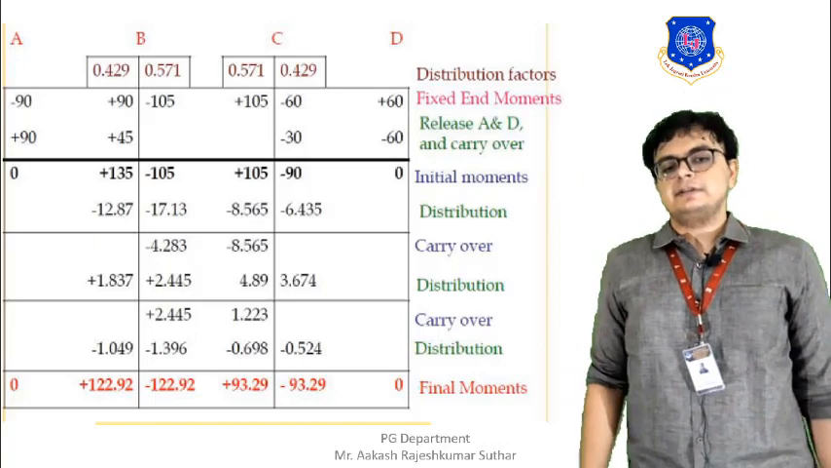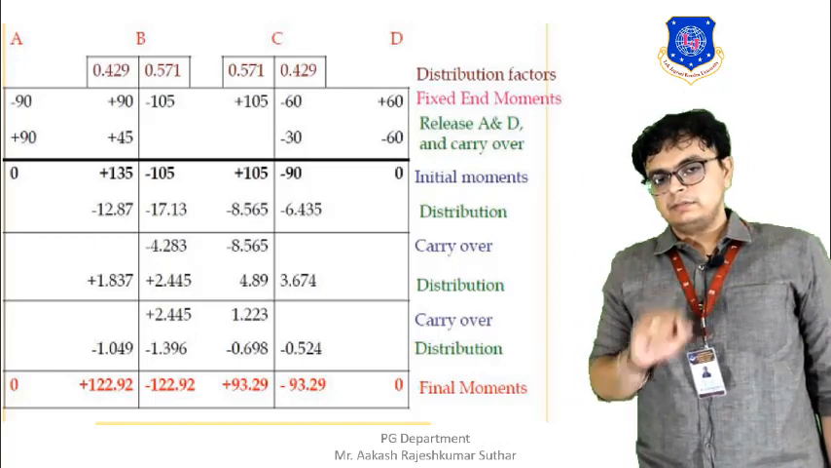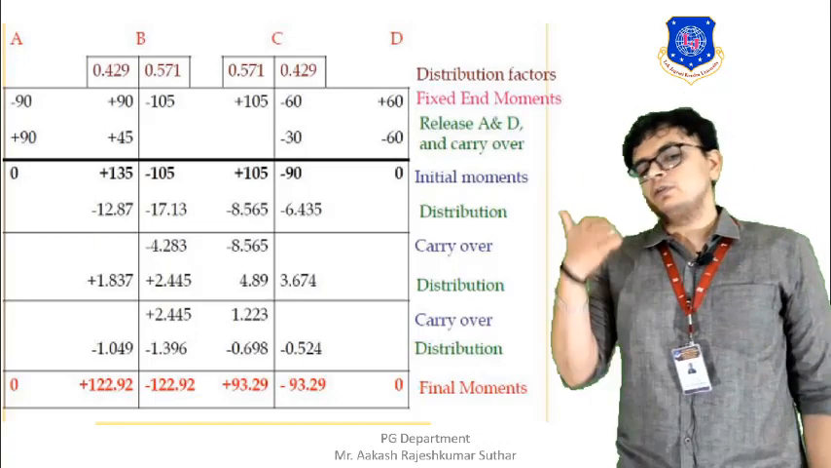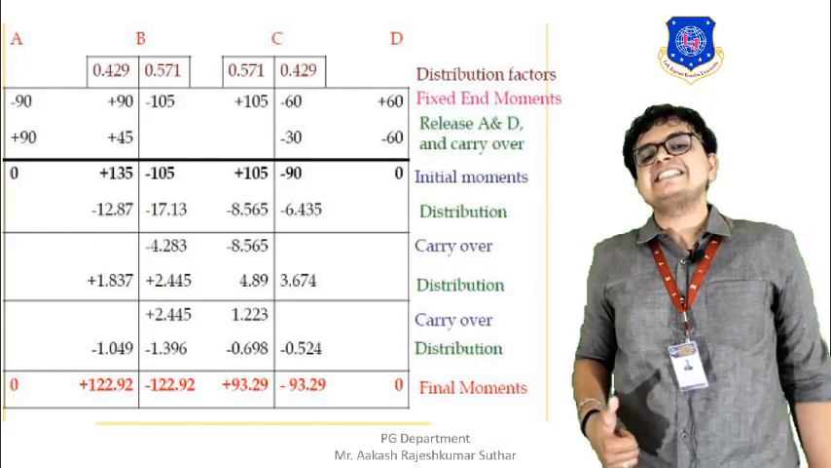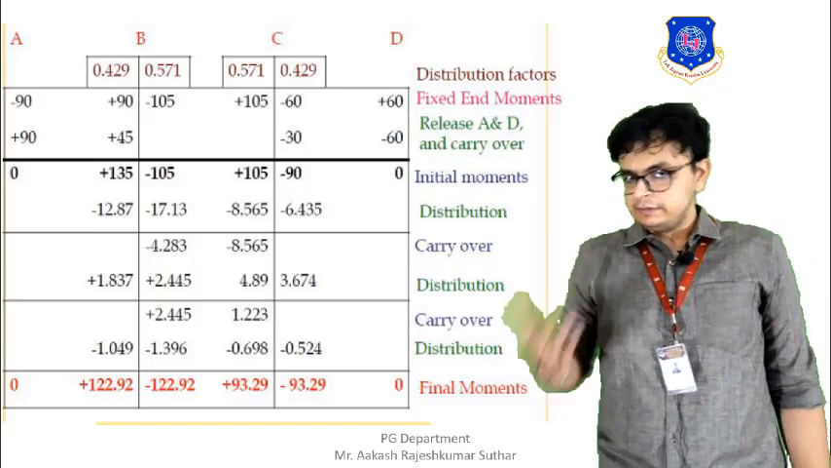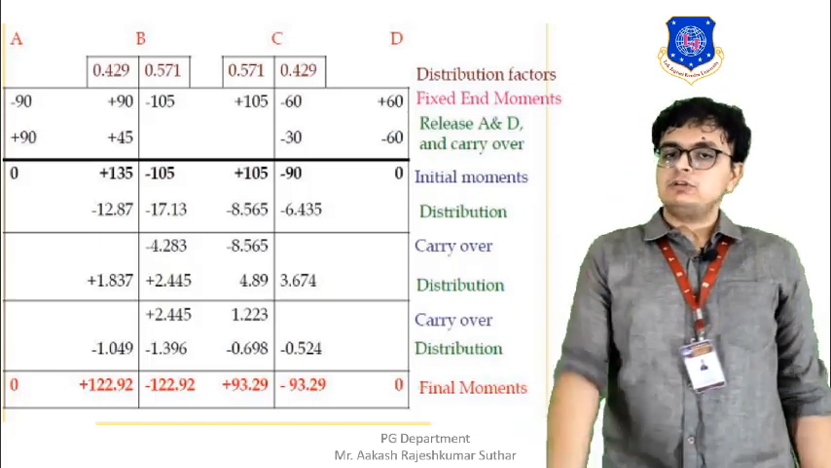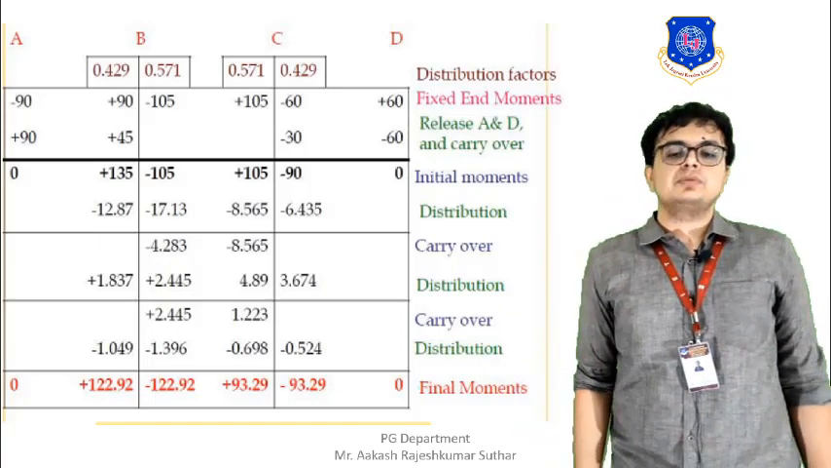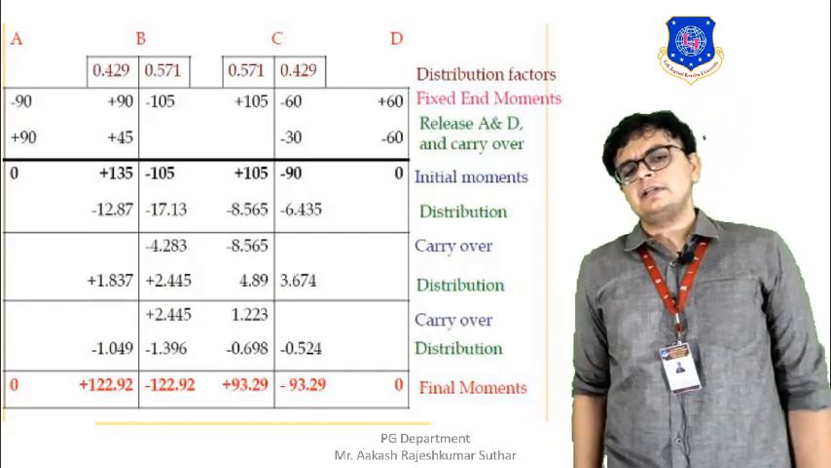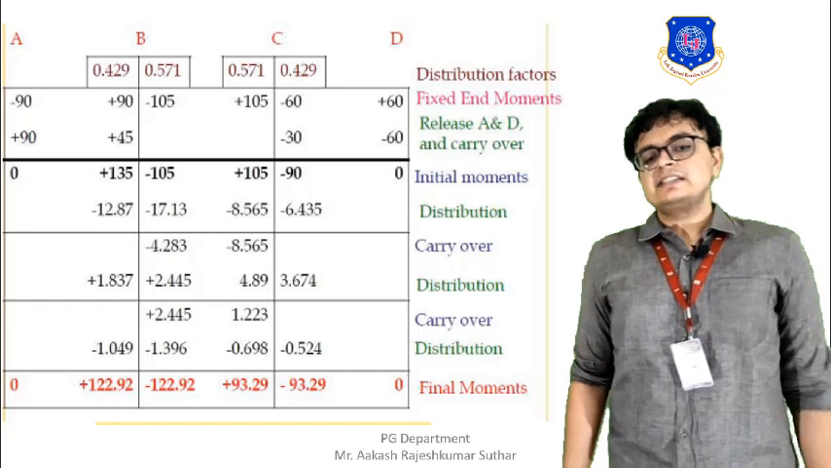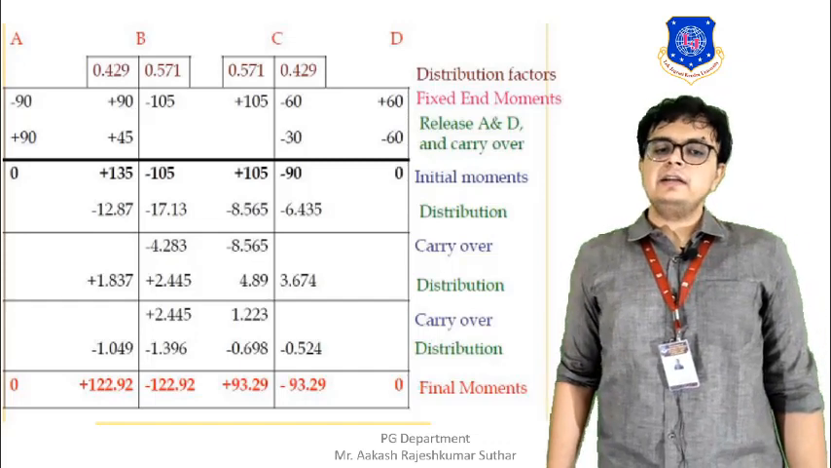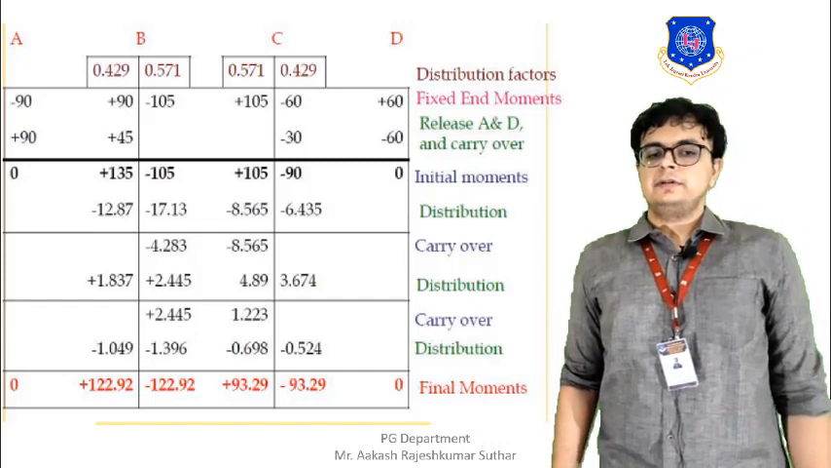You can see over here, while multiplying 1.223 with 0.571, we are getting the value of 0.696. And whenever we are putting it, we have to take the opposite sign for the distribution, so the distribution can be done properly. So we will be getting the value of 0.698.